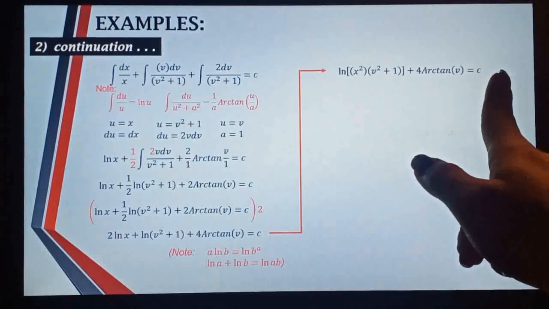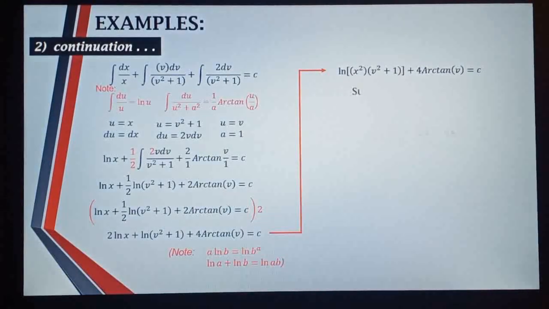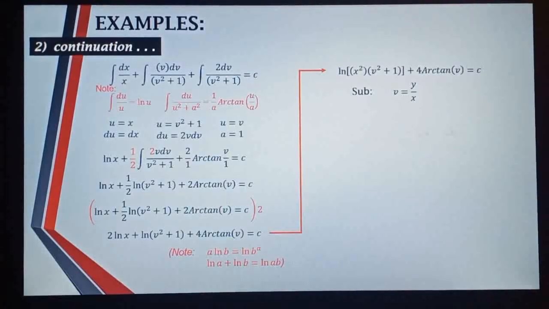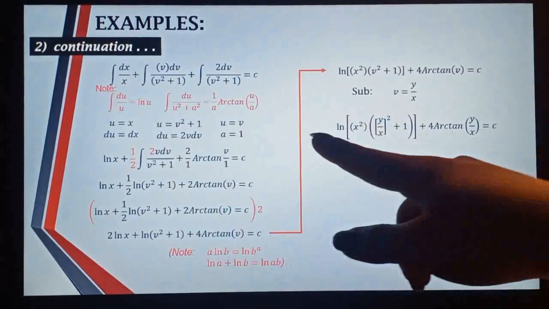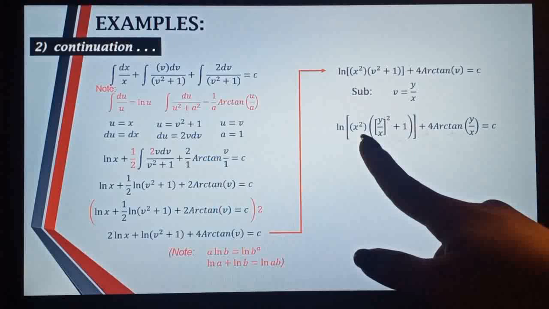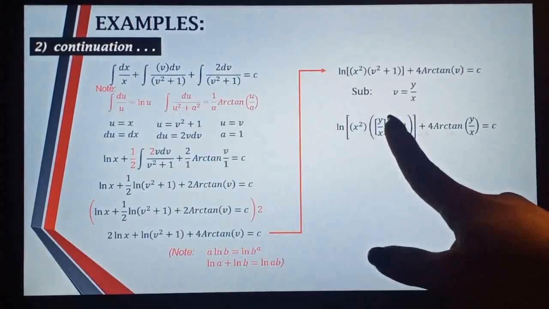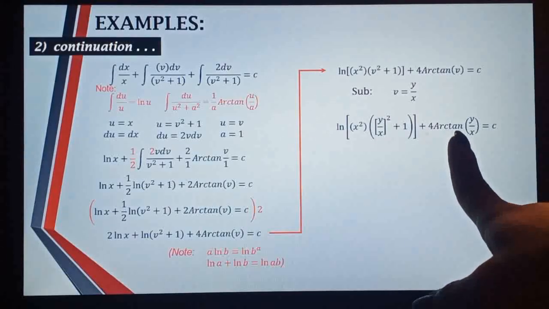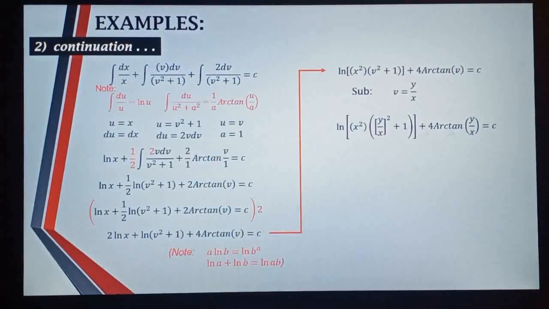then equated to c. Ngayon, pwede na nating palitan si v ng y over x. So, lahat ng v papalitan natin ng y over x. So, our equation now will be ln of the x squared multiplied to y over x squared plus 1 plus the 4 of arctan y over x equals c.